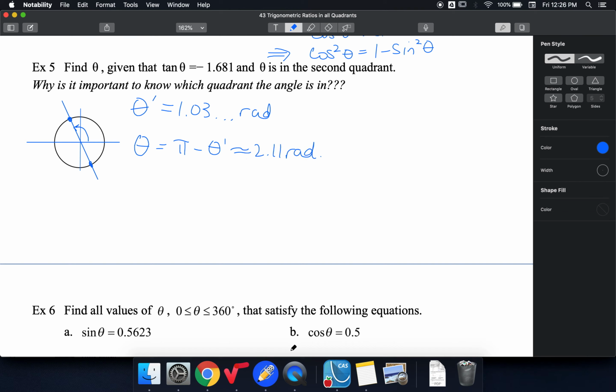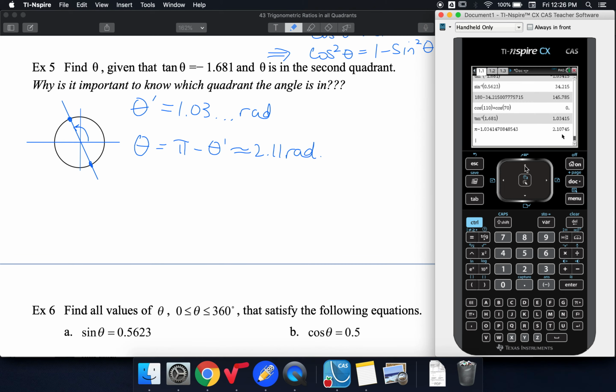So let me show you what it would have looked like in the calculator if you had just done the tan inverse of the negative, because you might be thinking, Miss Slyman, why wouldn't I just do tan inverse of negative? Why do you want me to use the reference angle? Well, let me show you. This gives us negative 1.03. It gave me my quadrant 4 angle.